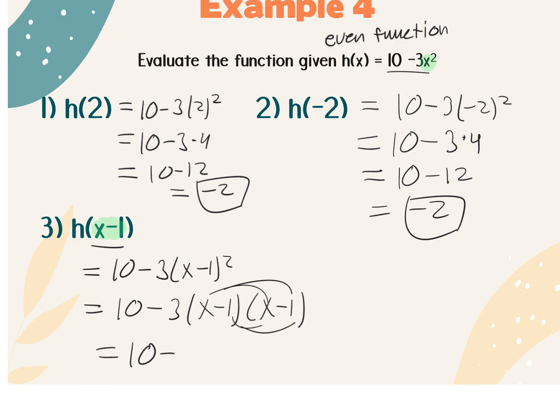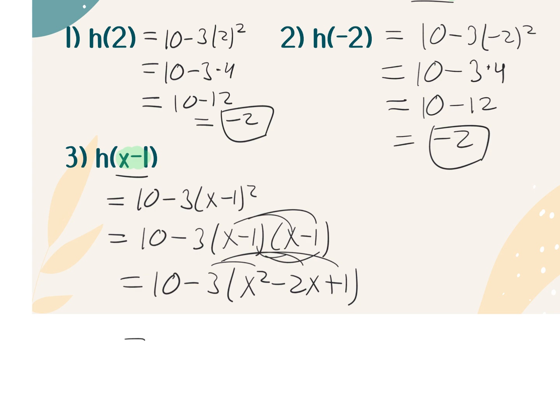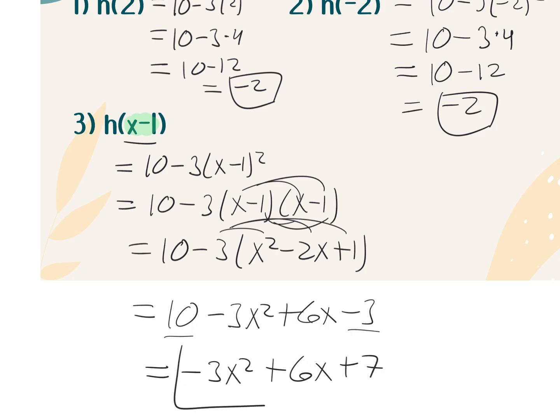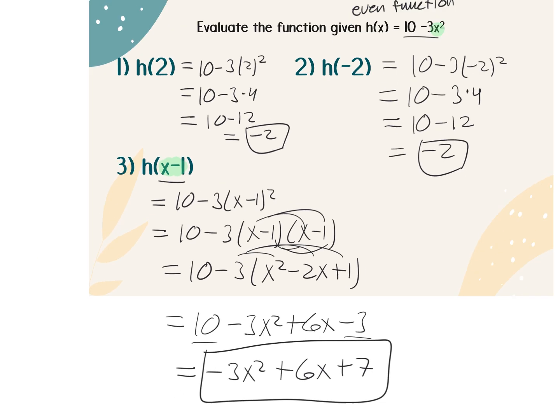And then this is something that we're going to have to FOIL. And so we end up with a 10 minus 3 times x squared minus 2x plus 1. And then we distribute that negative 3. And then we go to 10 minus 3x squared plus 6x minus 3. And then combine like terms, so 10 minus 3 is going to get you 7. So I get a negative 3x squared plus 6x plus 7. And so this is h of x minus 1.